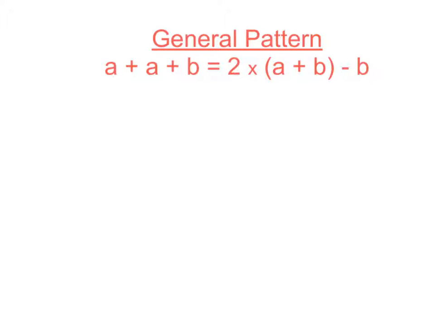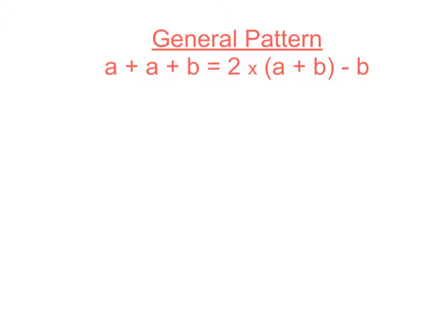Okay, so today what we're doing is building off what we did yesterday with general patterns and special cases. The main difference today is that we're looking at general patterns that contain two or more variables. So you see below I have the general pattern. It contains two variables. I see both an A and a B.